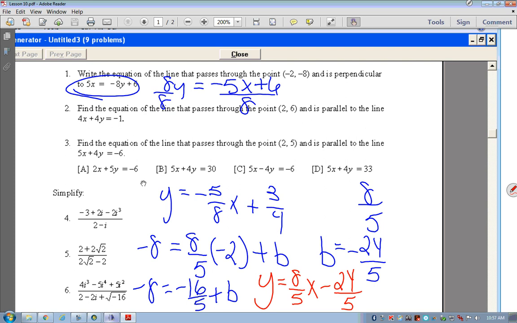Does this make sense as what we've covered here? If we switch it to y-intercept form, we got our opposite reciprocal slope. We plugged in our x and y into that, solved for b, then plugged everything back into our original equation with the slope that we needed and the y-intercept that we needed.